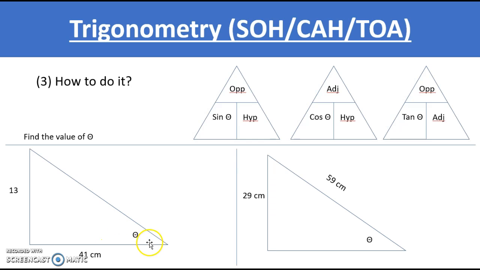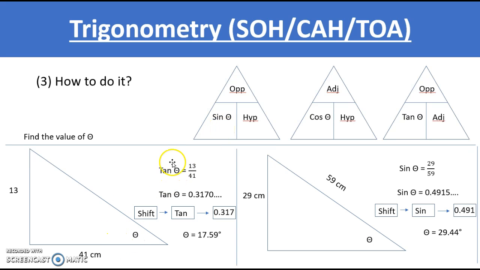In this case, we have the opposite, and there's no hypotenuse. We're given the adjacent, so we know we're working with O and A, which gives us tan. In the other case, we're given opposite and hypotenuse, so we know we're working with sine. For the very first one, tan theta is equal to 13 over 41. If we do 13 divided by 41, we get 0.3170, and so on. To find the angle, here's a little trick. We shift, or on some calculators it's a second function, tan, and when we punch in the numbers, we get our answer as 17.59 degrees.